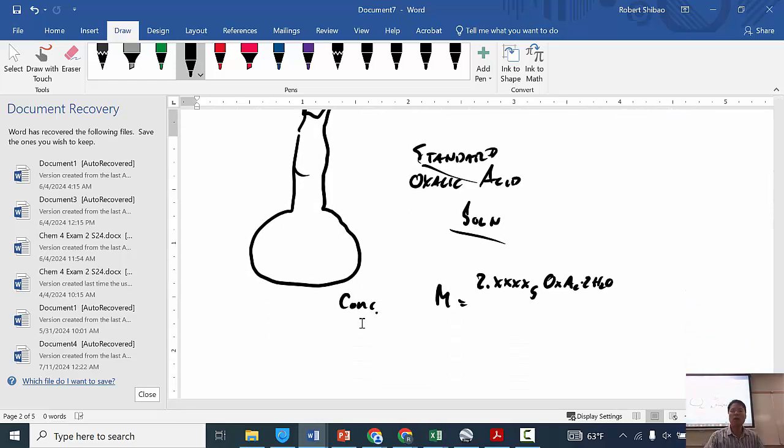You have to include the waters because the waters are going to affect the mass. And so we need the mass of that. And so it's 126.08 grams per mole of oxalic acid dihydrate. I'm going to call it OAD because I'm running out of room.